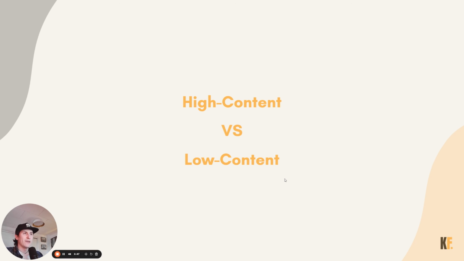So I just wanted to do a video covering a very popular topic in the Amazon KDP space, especially with new self-publishers, and that is high content versus low content. What should you do? What's better? What are the differences? So I'm going to cover all those things as well as what I think you should do moving forward to have the highest chance of success. So let's waste no time and get right into the video.